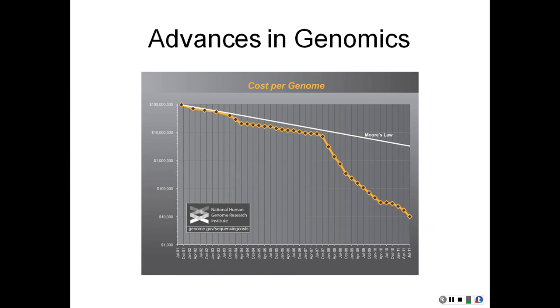The other thing that's come down a lot is the cost of getting a genome, right? So here we are again back at the beginning of the Human Genome Project, right? Millions of dollars to sequence a genome. Look at this. It's coming down, and the cost is just dropping and dropping, which makes it more available.